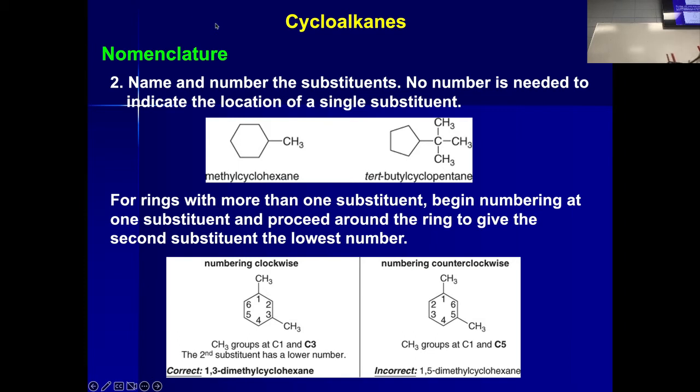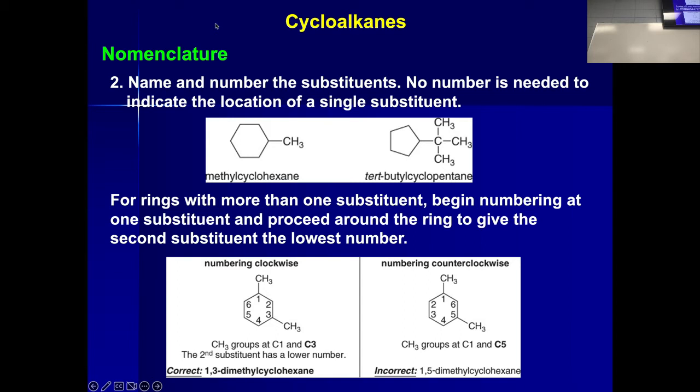So now when we have a ring that has more than one substituent, we've got to figure out how to number the chain. We can number the chain two ways. We can number clockwise or we can number counterclockwise. You always start with one of the substituents, and you start with that one at number 1. I always start at the top. So that would be 1, 2, 3, 4, 5, 6. Or I could go 1, 2, 3, 4, 5, 6.